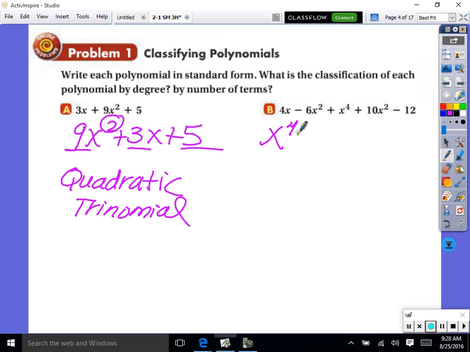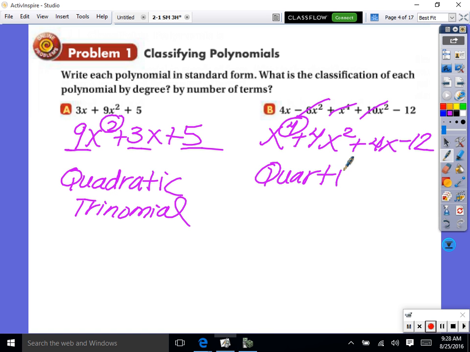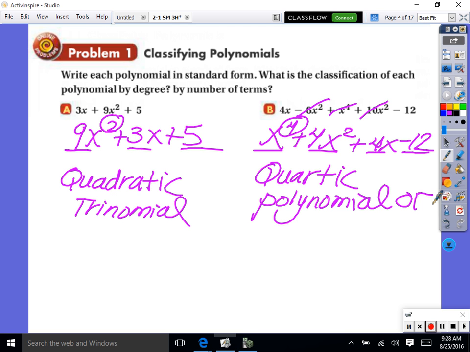All right, and then let's do this one. We have x to the 4th, and then let's combine our x squared, so we have plus 4x squared, right? And then we have plus 4x minus 12, so let's name it. Highest degree is 4, and again, it's quartic, right? And then this is a polynomial of 1, 2, 3, 4 terms. There's not a special name for that. The quartic, and we'd say polynomial of 4 terms.